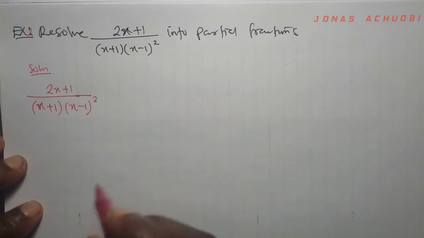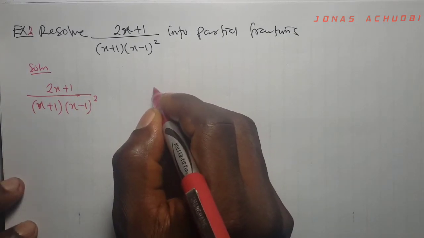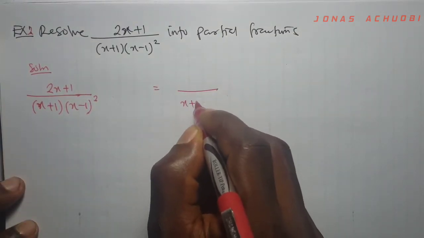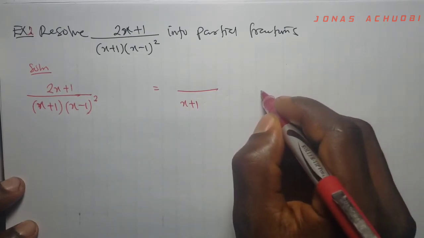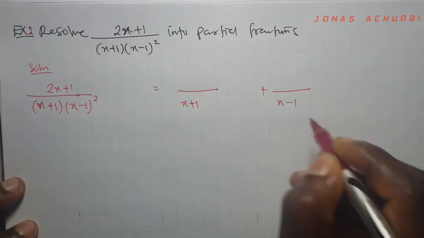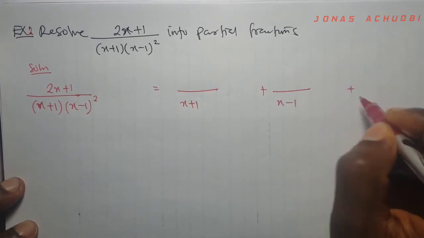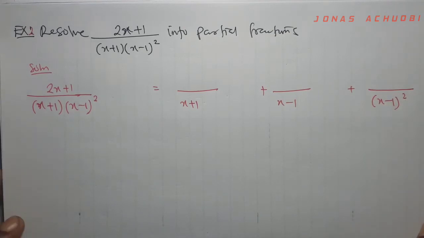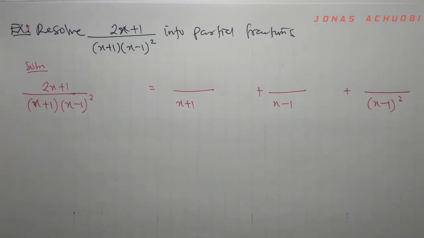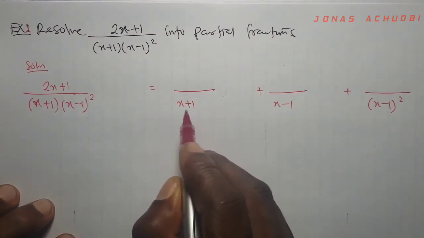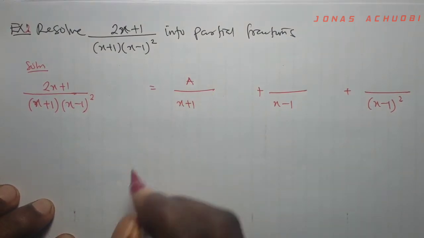So we split as follows. The first factor is x plus 1. Second factor, by now you should know why I'm keeping the space, is x minus 1. Since it's repeated, the third factor there is x minus 1 squared. So we now fill out what should be in our numerators. This is a degree 1 polynomial, so what should be up is degree 0, a.